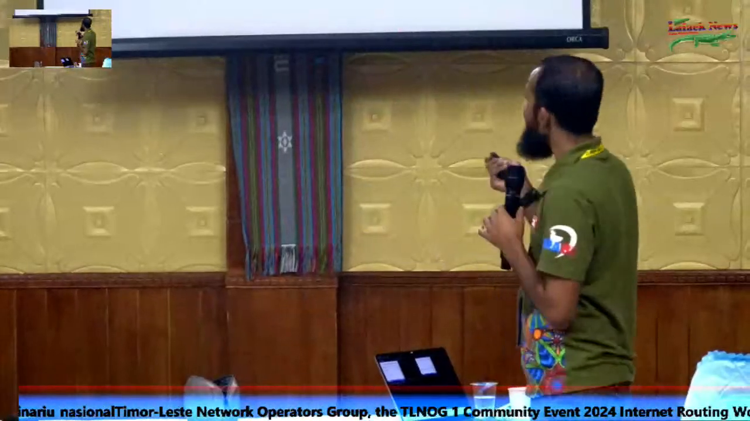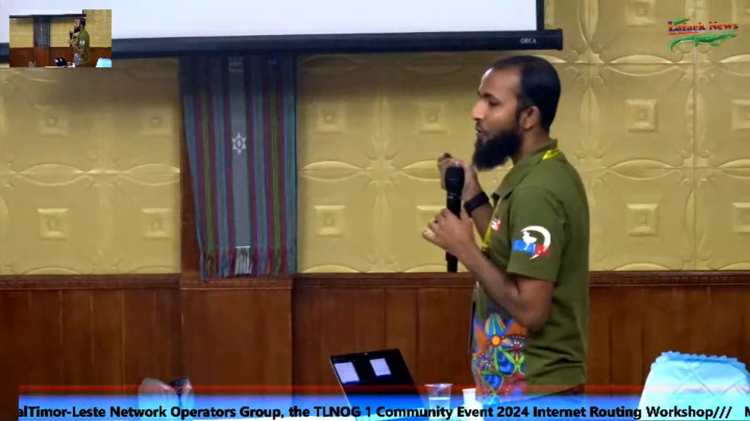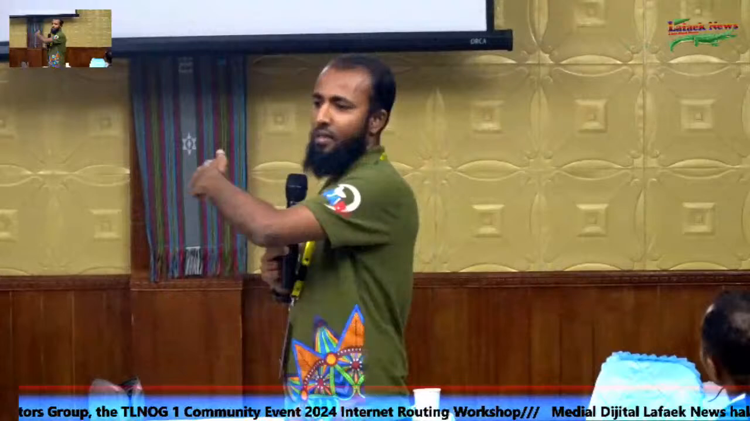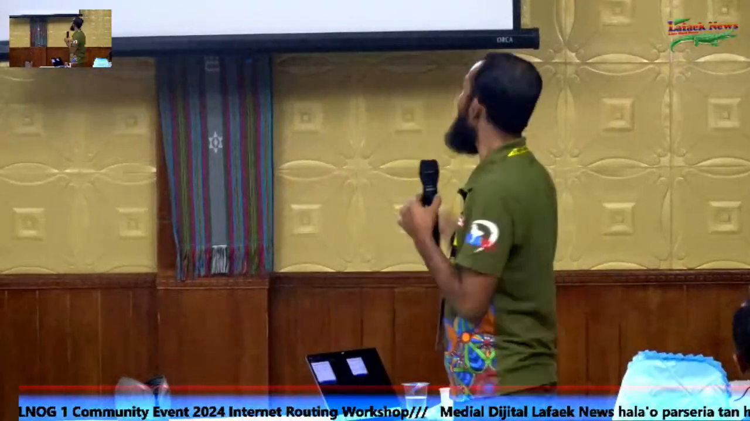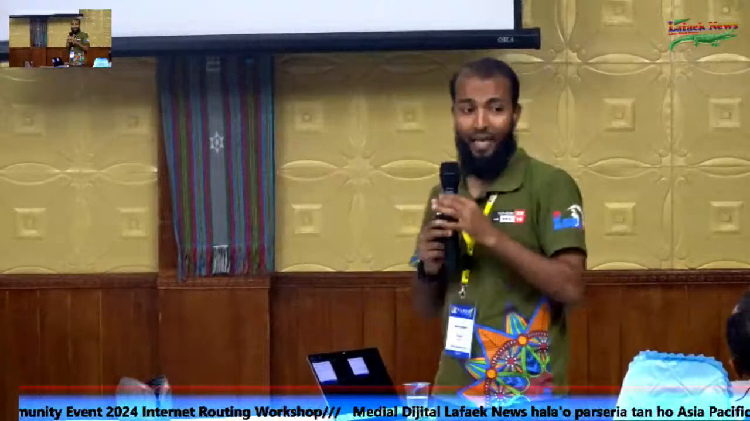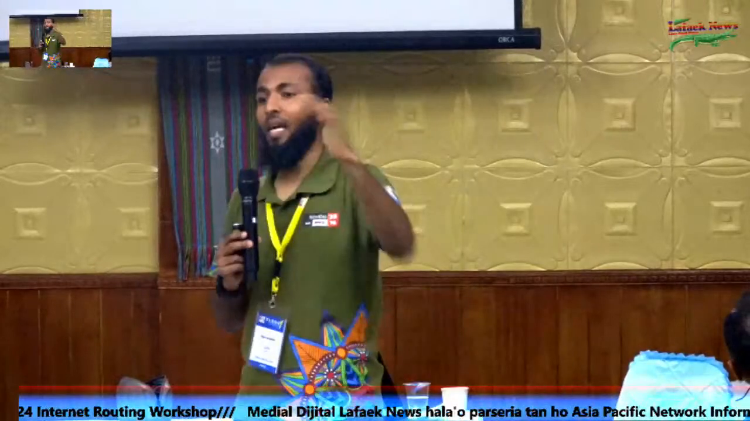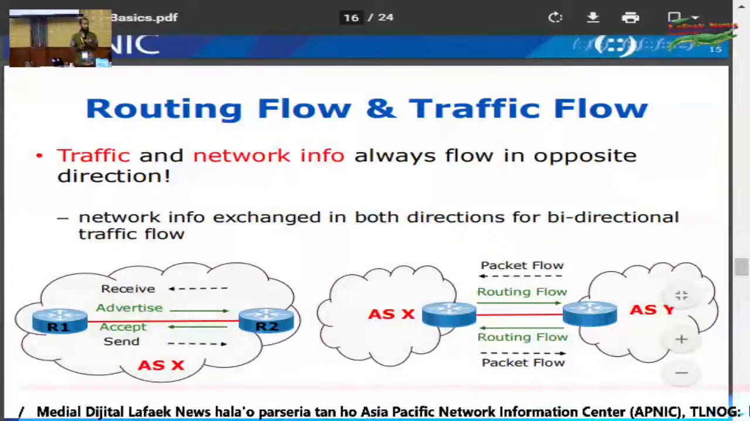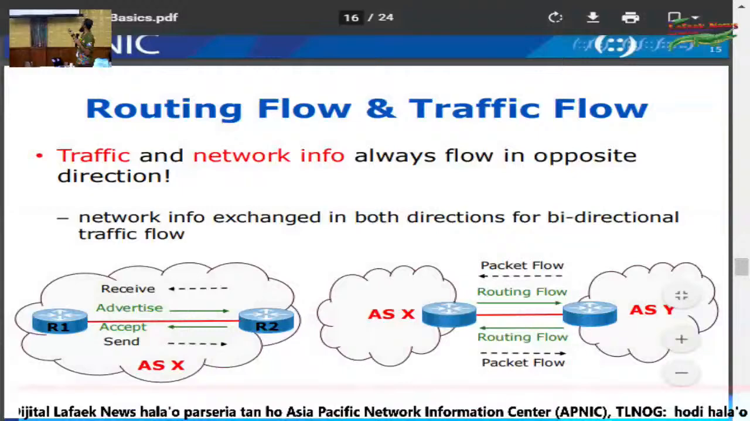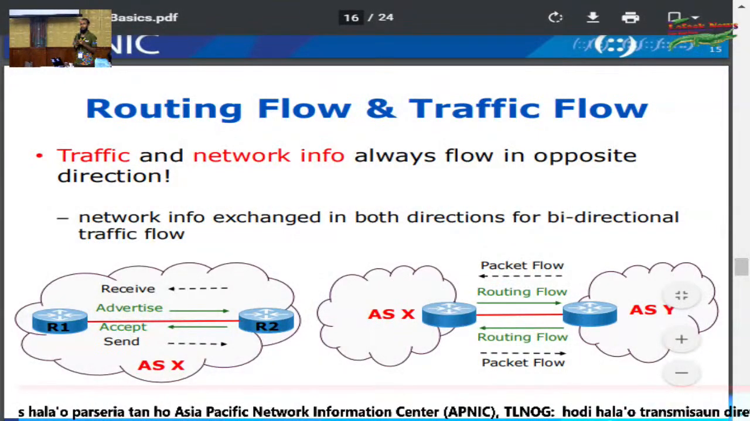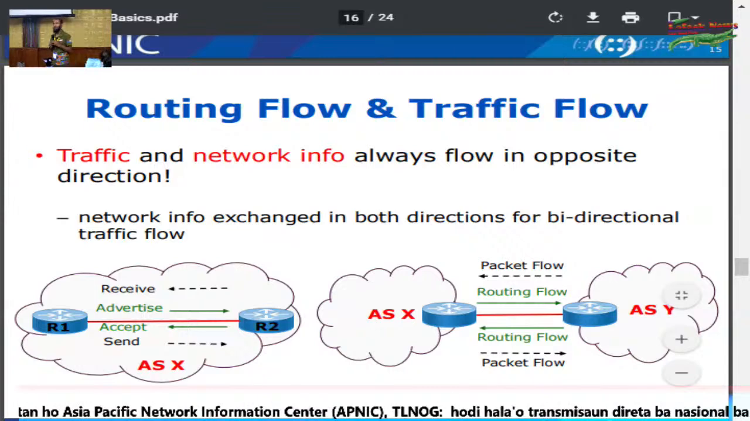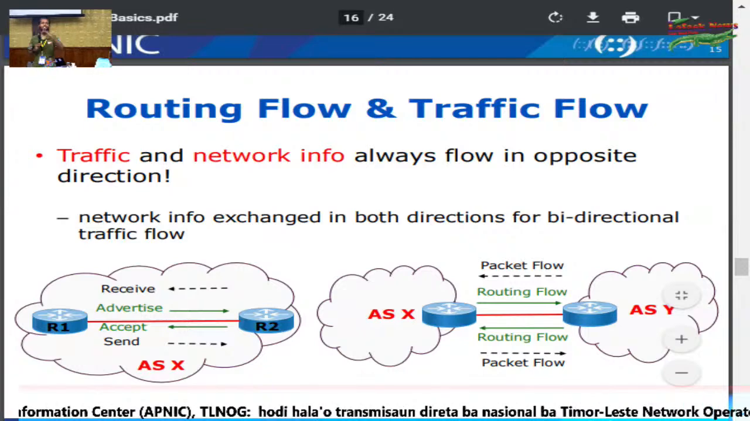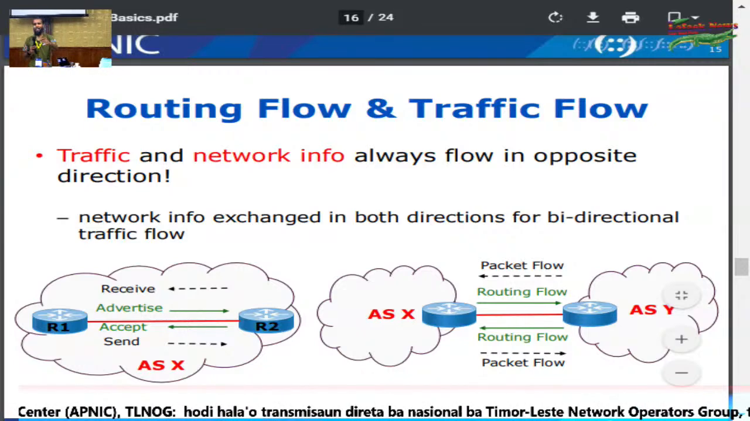Okay, traffic. I told you traffic and network info flow in opposite directions. Which one goes first? I told you that traffic means packets, and the network information flows in the opposite direction, like the advertisement. Which one has to go first? Is it the traffic or the network info? If you don't know where to go, network information needs to go first, and then the router builds the table.